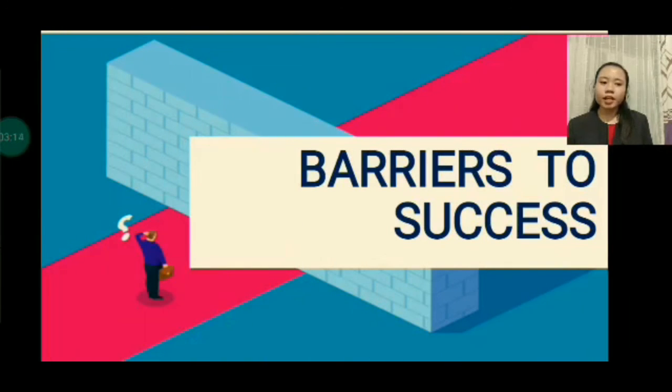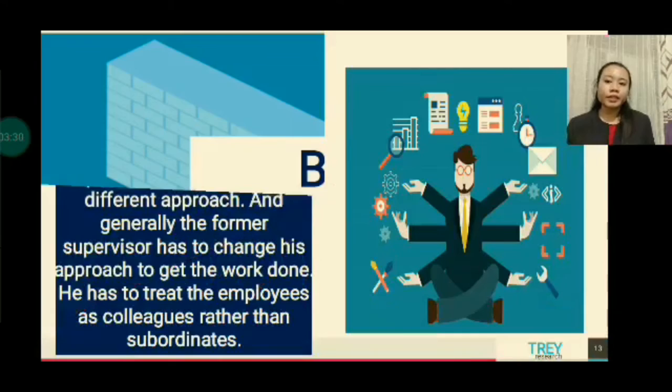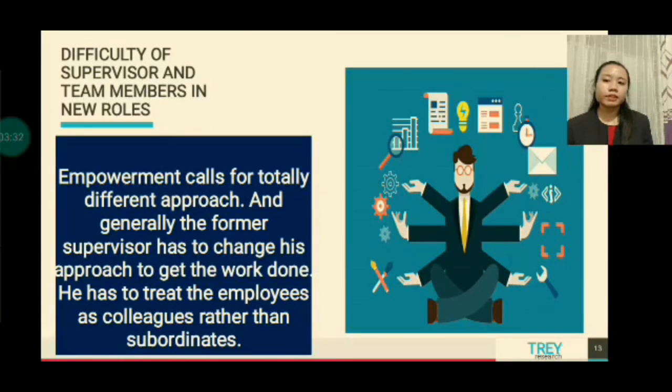So, for more instance, in business there are also barriers to success in empowerment. So there are three barriers to success in empowerment. Number one is difficulty of the supervisor and the team members in new roles. Empowerment calls for a totally different approach. This means that the supervisor has to change his approach to get his work done.